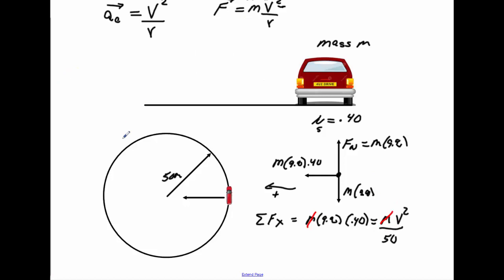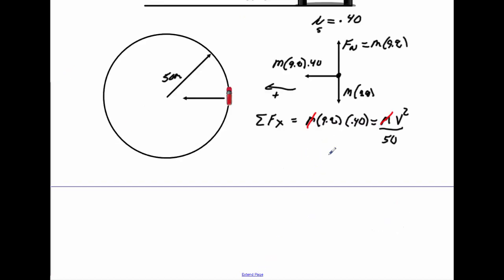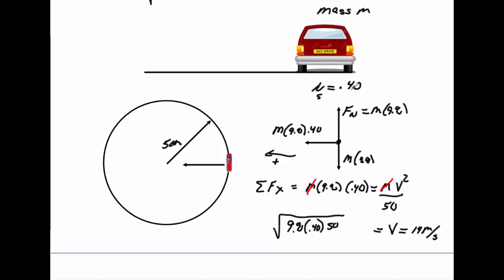Scroll down. Now our equation to solve for velocity: velocity is going to equal the square root of 9.8 times 0.40 times 50. We'll run that real quick. Take the square root of that, and that gives me 14 meters a second. So that would be the fastest that car could go around that curve, a 50-meter curve, where the coefficient of friction is 0.40.